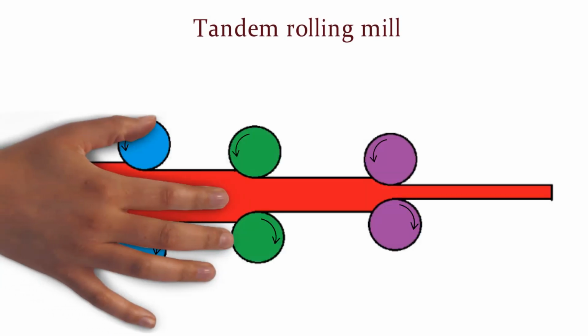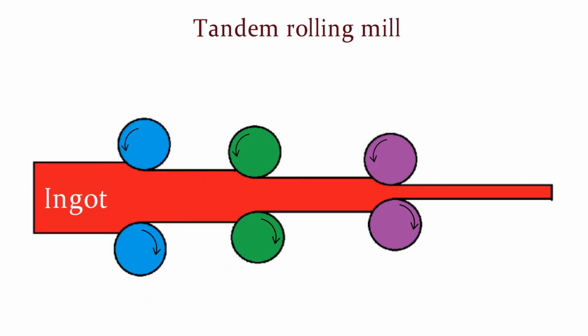And the last is tandem rolling mill. In this type of rolling mill, metal stock is continuously passing through the different pairs of rollers so that we can obtain the desired shape and size of the component in one pass only.